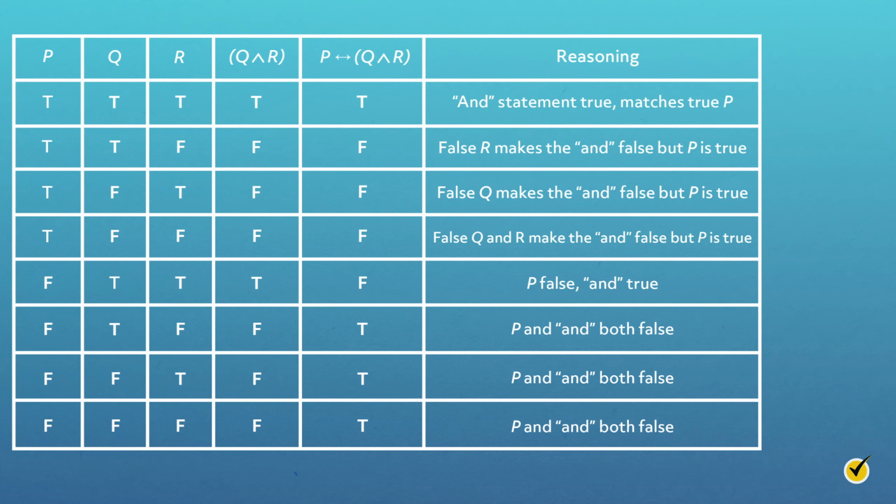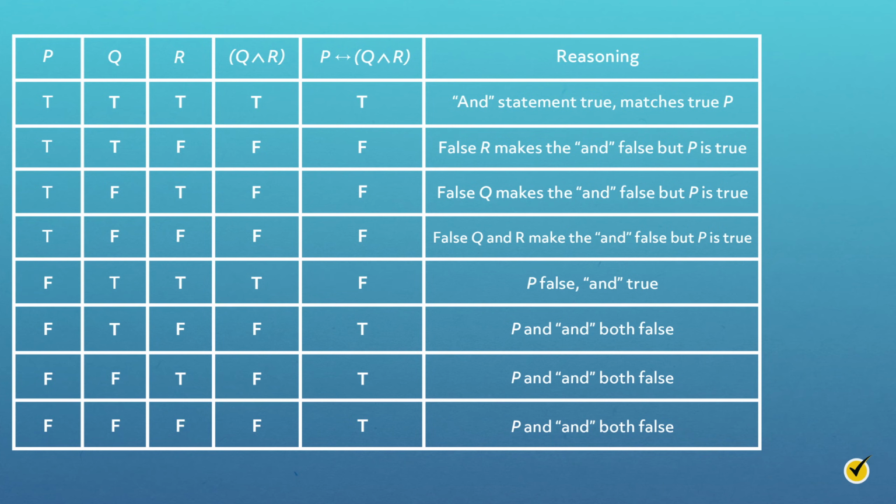For our fourth row, we're going to do the same thing. We look at Q and R. Both Q and R are false, so Q and R is also false. Compared to P, which is true, that makes our biconditional statement P if and only if Q and R false, because Q and R is false while P is true. For our fifth row, we look at Q and R. Both Q and R are true, so Q and R is true. Compared to our statement P, which is false, P if and only if Q and R is also false.